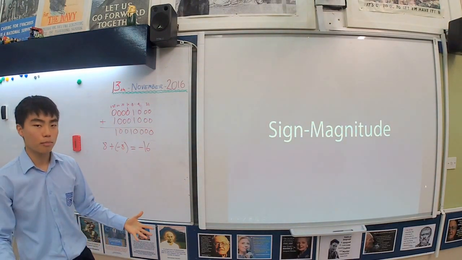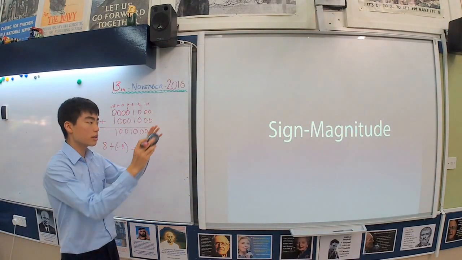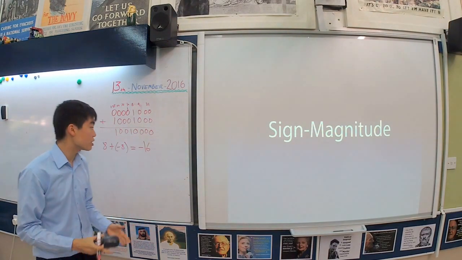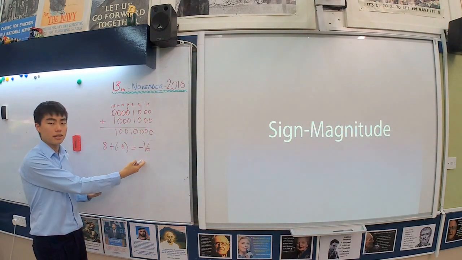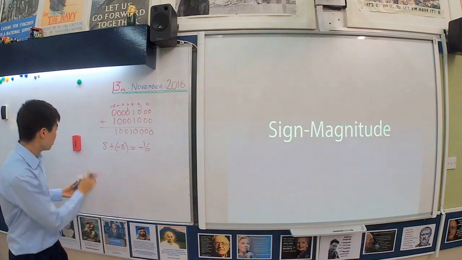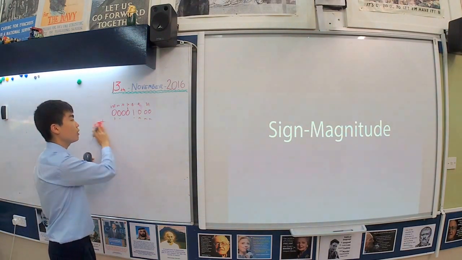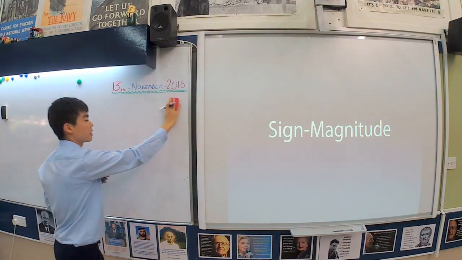So in the hardware of a computer, if you try to do calculations using the sign magnitude system for integers, it doesn't work. We get incorrect answers such as minus 16. So computer scientists said, hey, we're going to scrap the system altogether and start once again.